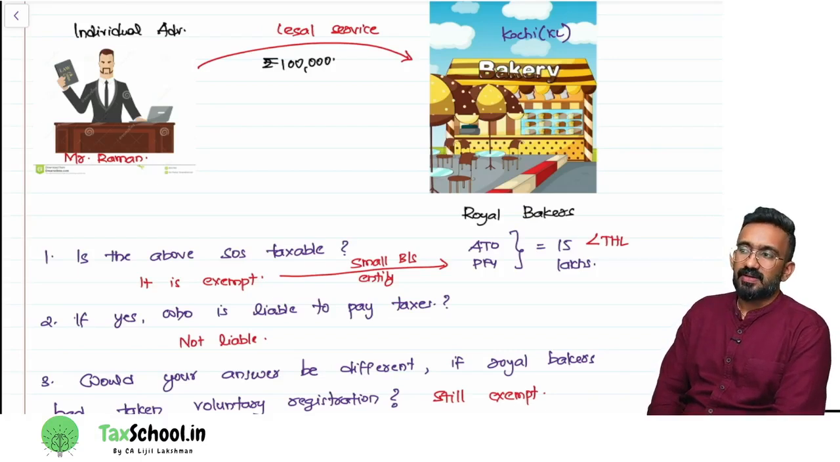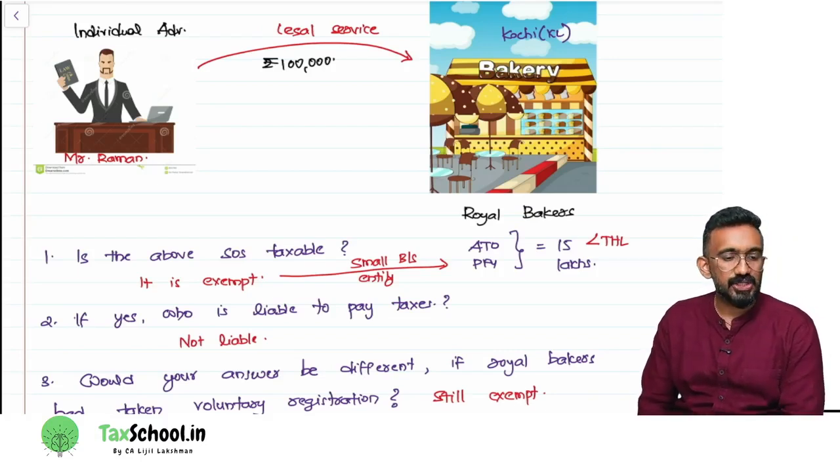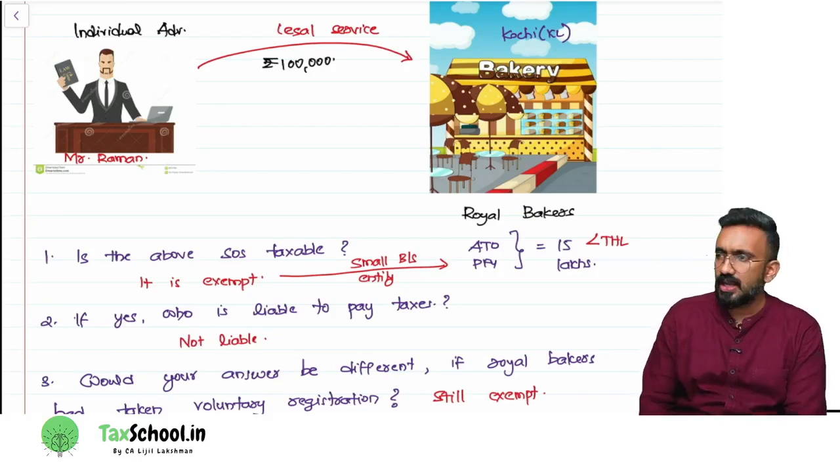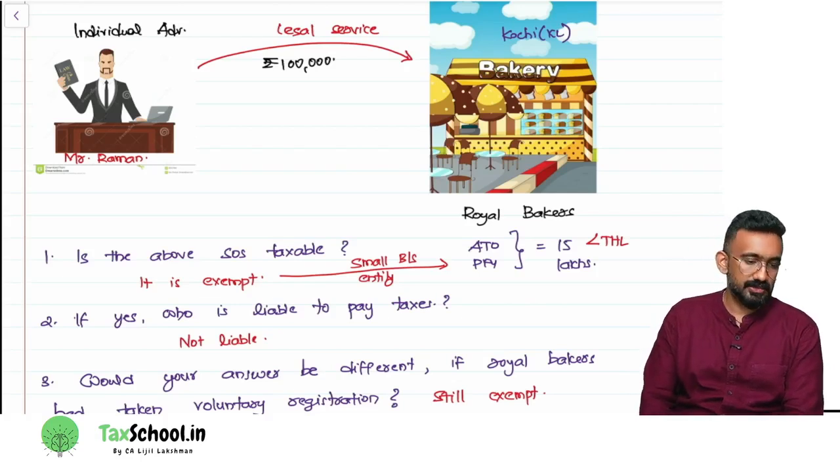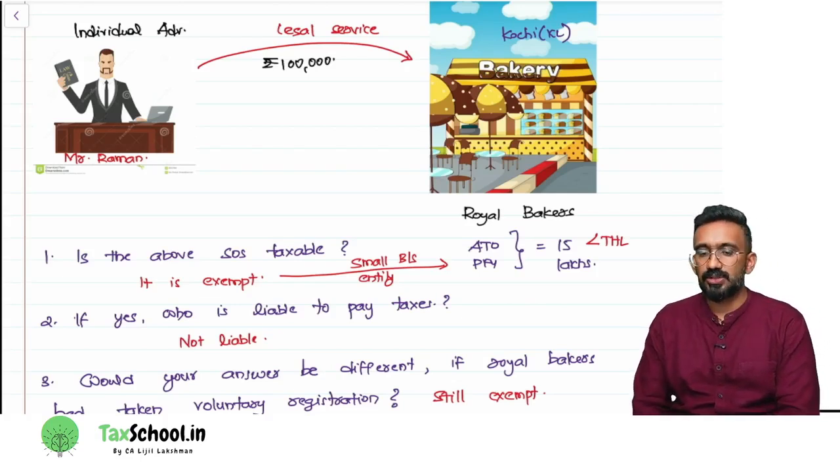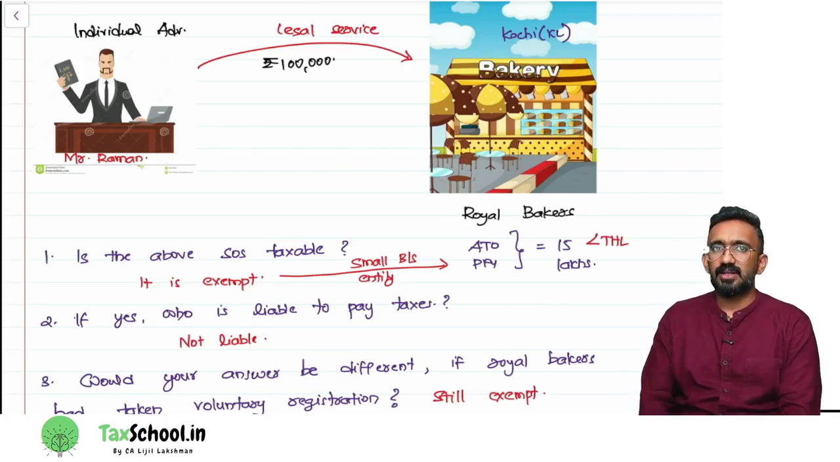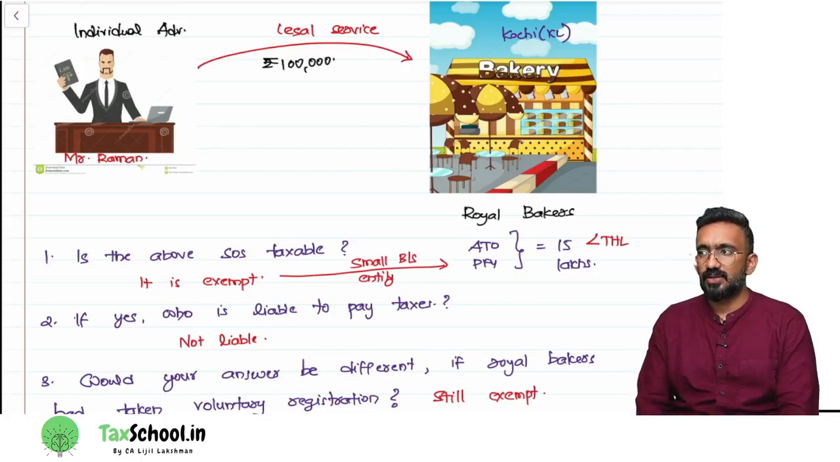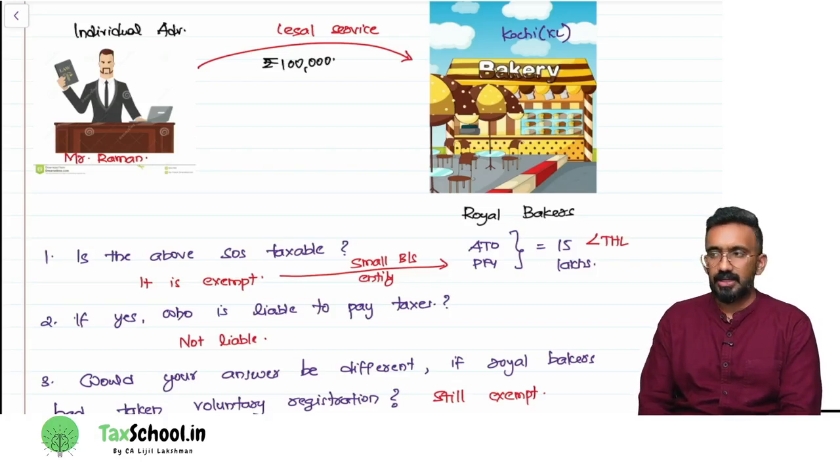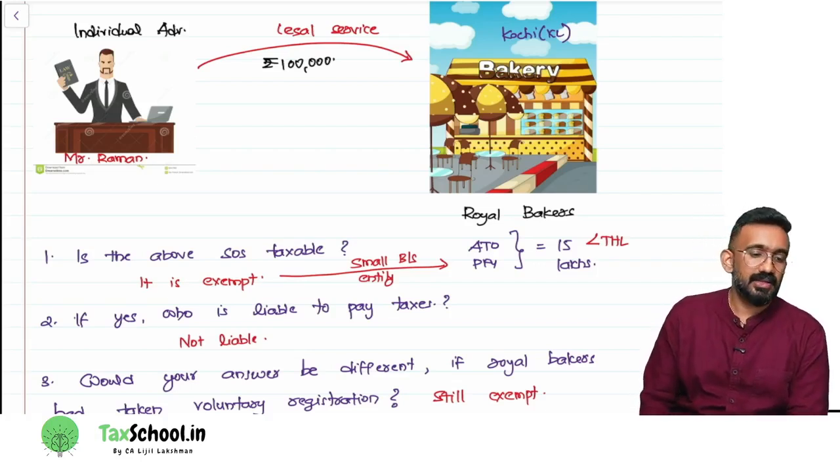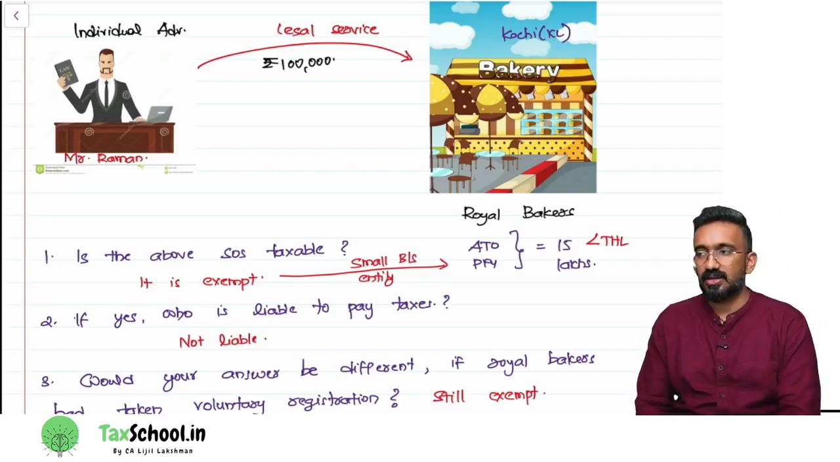He's providing services to a business entity called Royal Bakery, and he's charging legal fees of 1 lakh. Question number 1: Is the above supply of service taxable? Now think about the Spider-Man chart. This recipient, is he a person other than a business entity? No. Is he government? No. Royal Bakery is not government. Is he a small business entity? For that I need to know the last year turnover of Royal Bakery.